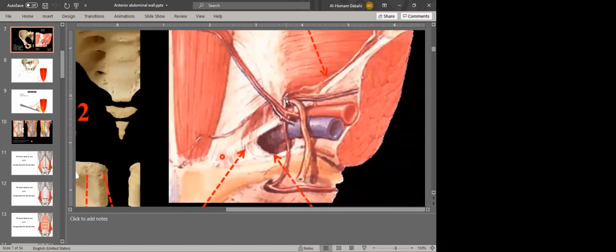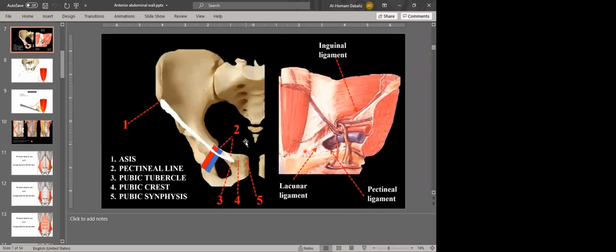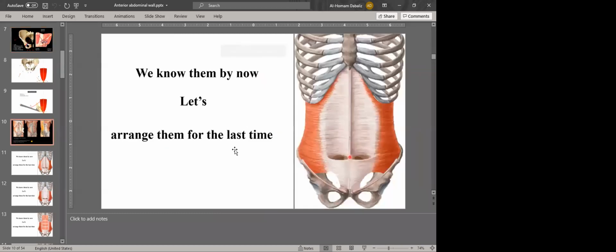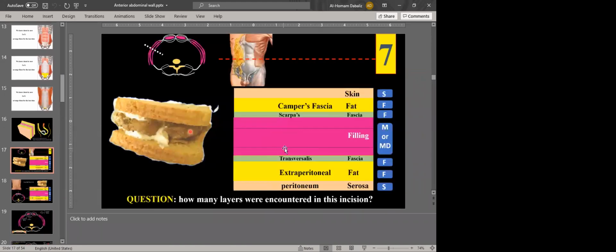Now, what is the deep inguinal ring, you may ask? That's a very good question. The deep inguinal ring is simply a defect, a hole in the transversalis fascia. The transversalis fascia, we talked about it, right? It is right behind, posterior to this one. It covers your entire abdomen. And in this small area, it has an opening you can go through.